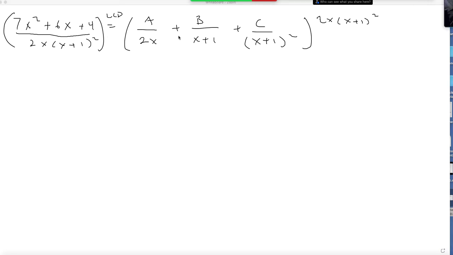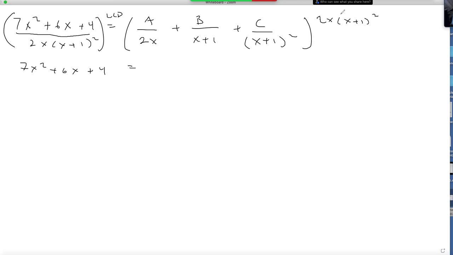So for this one, I went ahead and set it up so I had a linear term here in 2x and then a repeated linear, so each one of those got its own fraction. And then we multiply both sides by the LCD, so on this side we're going to have the 7x squared plus 6x plus 4.